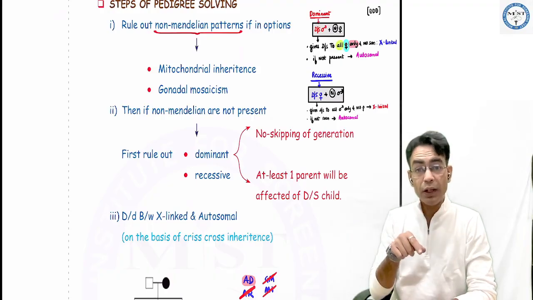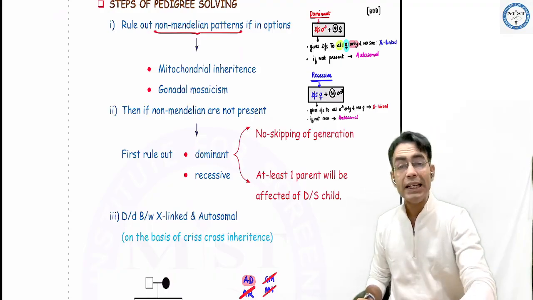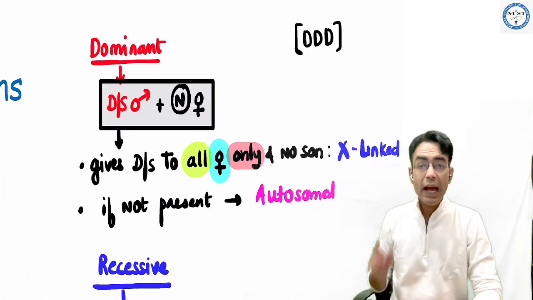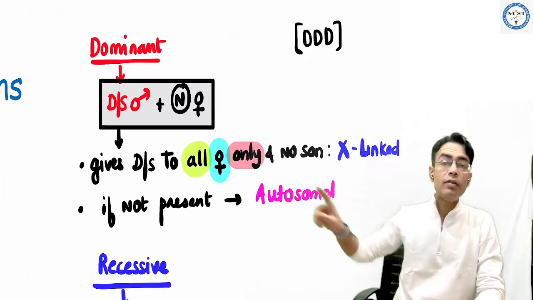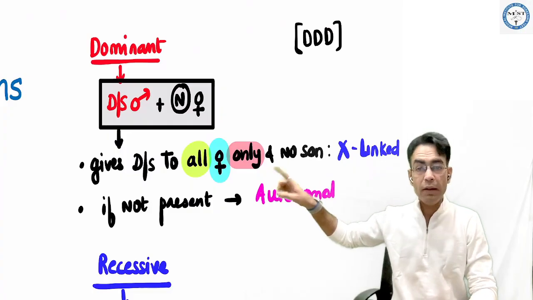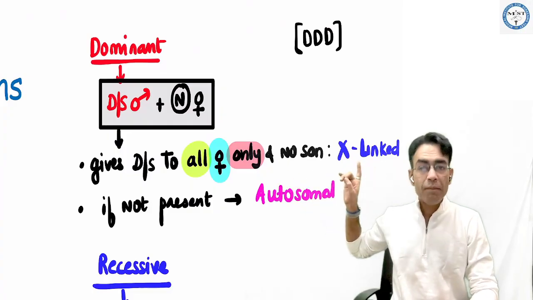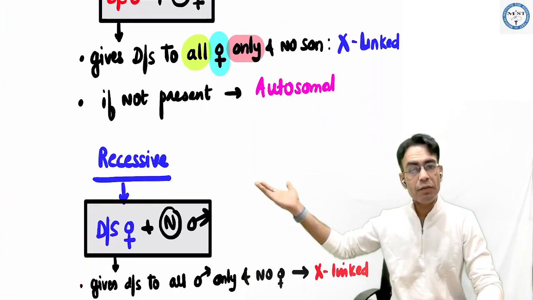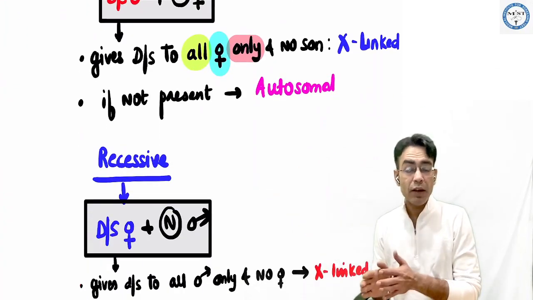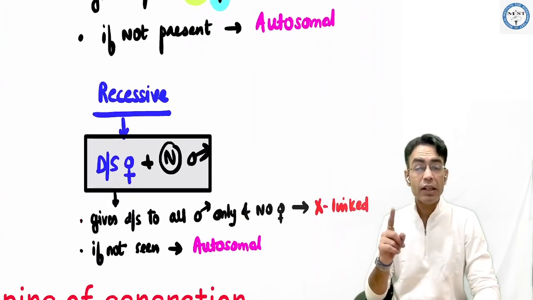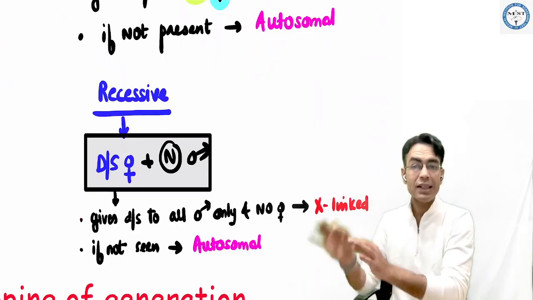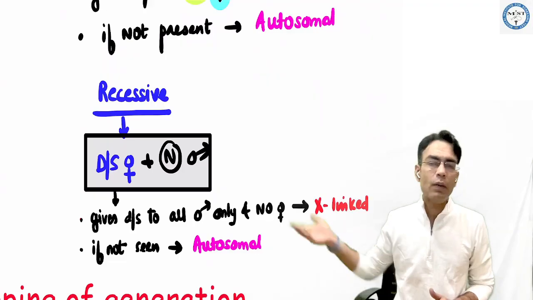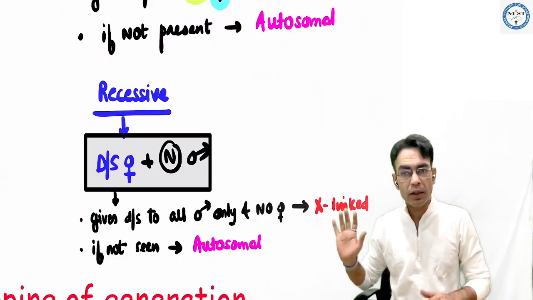If it's a dominant pedigree you have decided, then you see DDD. What is DDD? You see a diseased dad married to a normal mother, and this diseased dad should give the disease only to all daughters and no son. Then it is X-linked. If any of this is not proved, it is autosomal. And if you find a recessive pedigree, a diseased mother with a normal father, and this diseased mother should give the disease only to all sons and no daughter, then it is X-linked. Otherwise, if any of this is not proved, it is autosomal.